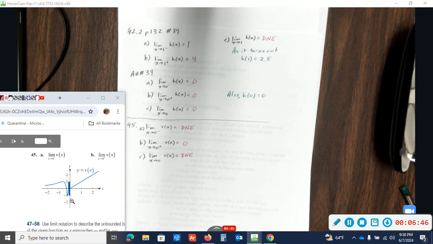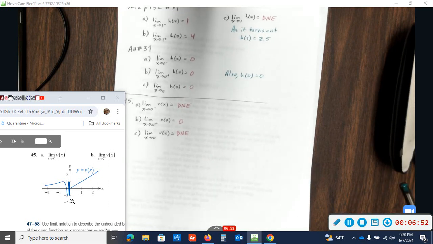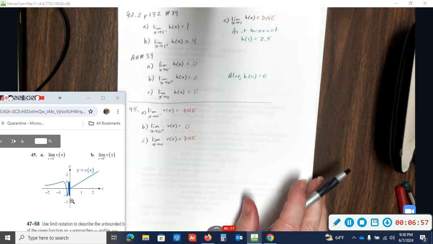All right. Most of you are okay with that. I just wanted to walk through a couple at the beginning because the definition is fiddly. The definition is awkward.